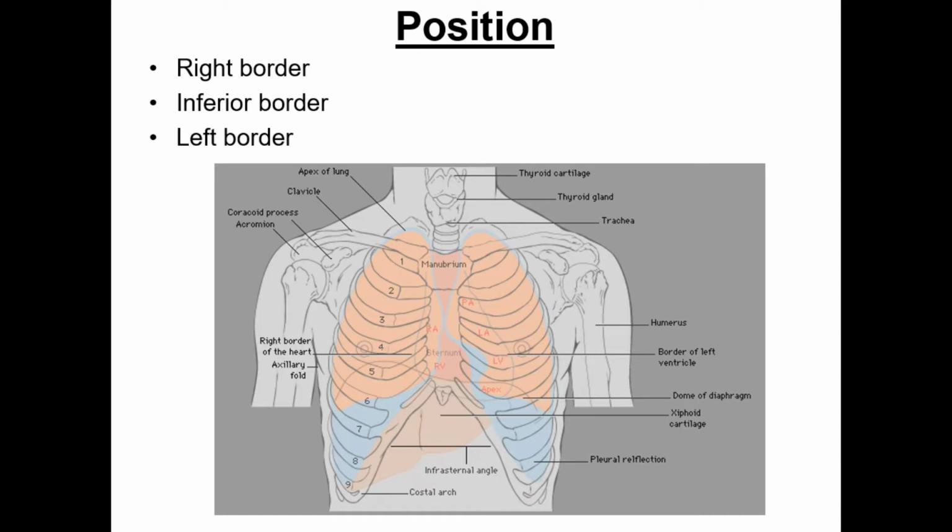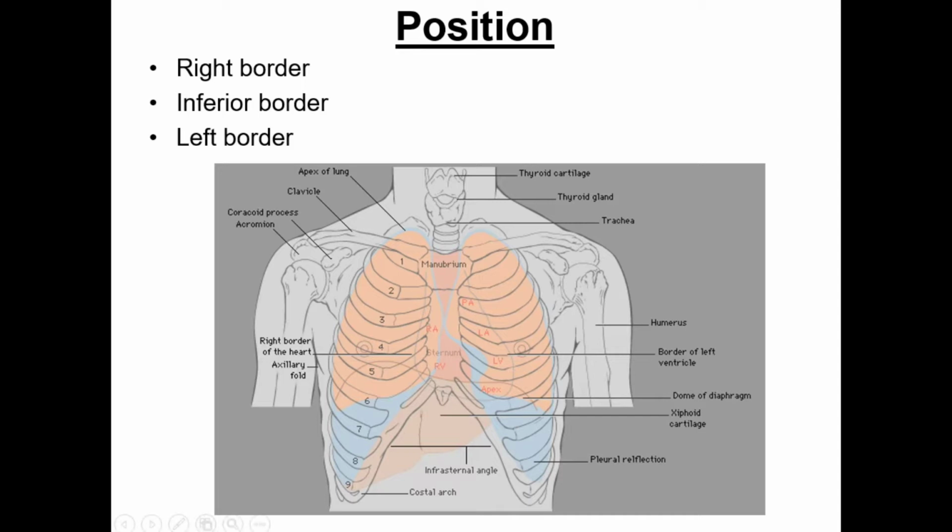The borders of the heart. The right border consists entirely of the right atrium. This is the right atrium. So this right atrium almost throughout forms the right border of the heart, whereas the inferior border is made up mostly of the right ventricle.